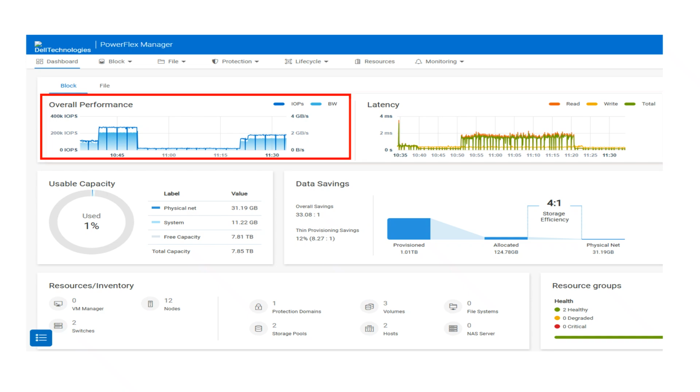So let me start with the top left, where you can see overall performance. Let's imagine you have a customer call and the customer says my application was very slow between 10:40 and 11:15 time period. Okay, so this is the first graph. You look at the dashboard here. What you are seeing is IOPS on the left axis and bandwidth in Gbps on the right axis, and then time on the x-axis.